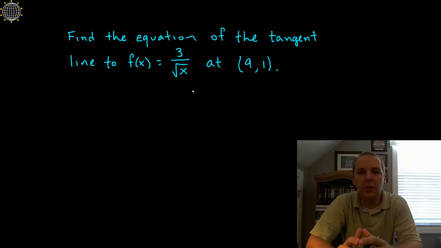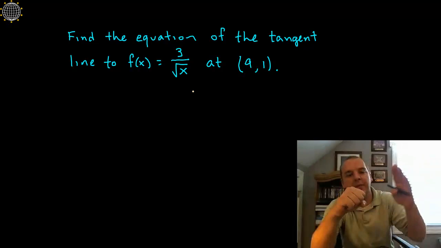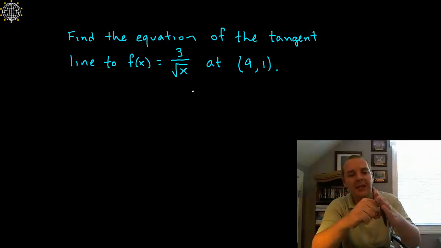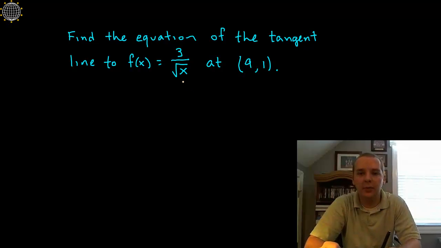Here we're asked to find the equation of the tangent line to f of x equals 3 over root x at the point 9, 1. So this is a very typical question. They ask us to find a line that comes down and lightly touches or is tangent to the curve. That means it touches at one point and even the slope agrees at that point. And they provide us a function and they provide us a point.